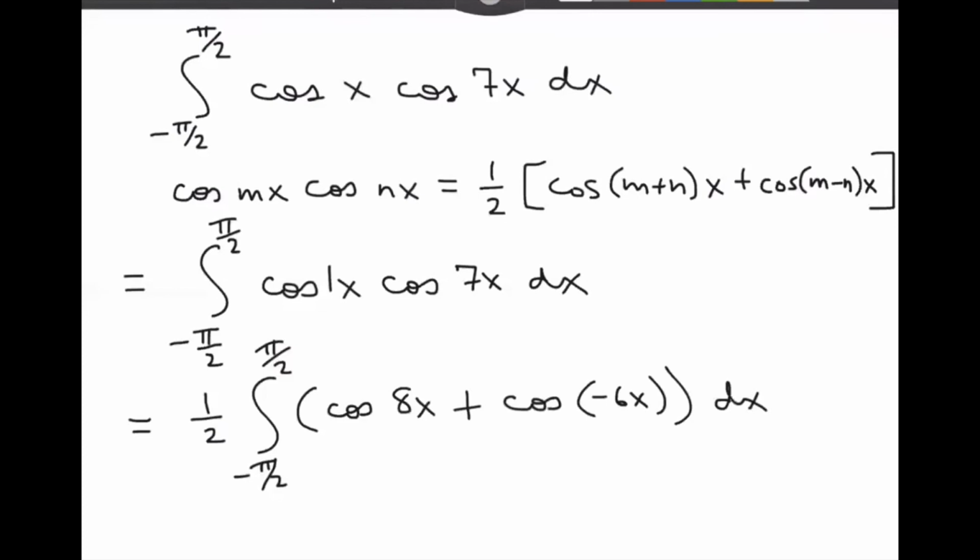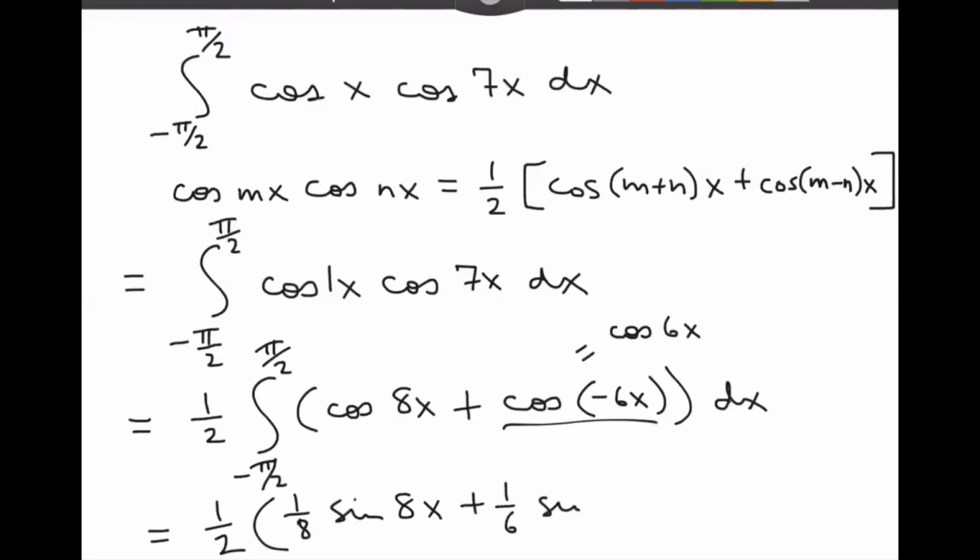Now, cosine is an even function, which means that the cosine of negative 6x is exactly the same as the cosine of 6x. So when I go ahead and do this integration, I'm just going to pretend that this says cosine 6x because that's what it is. All right, so by baby u substitution, the integral of cosine 8x is 1/8 sine 8x. The integral of cosine 6x is 1/6 sine 6x. And now we're going to plug in pi over 2 and subtract the value at negative pi over 2.